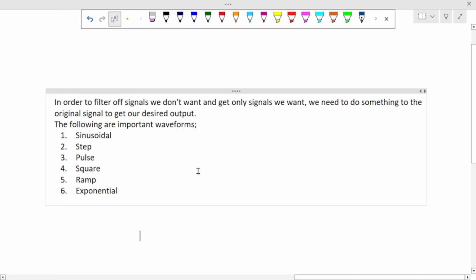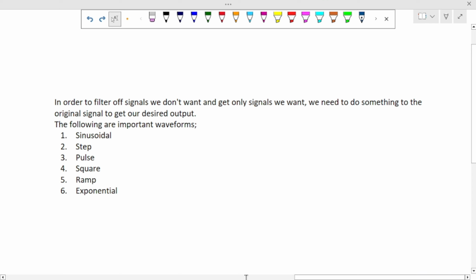So note that out of these 6, this particular one, the sinusoidal waveform, preserves its shape when transmitted through a linear network. Now what am I talking about when I say linear network? A linear network is a network that contains linear elements. Linear elements are elements whose input is proportional to their outputs.